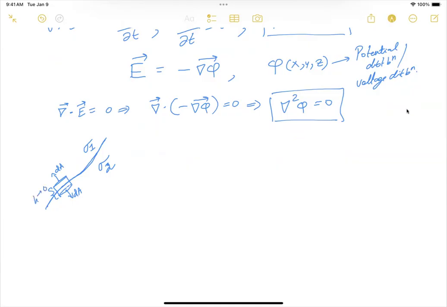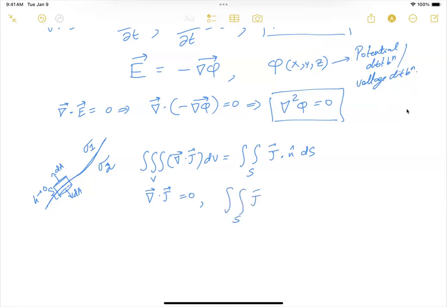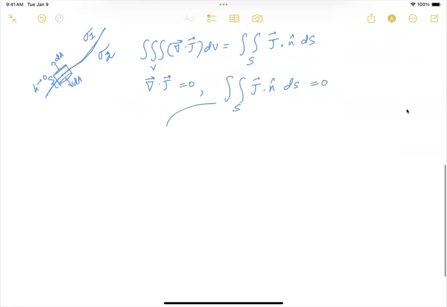to 0. Then we can write the divergence theorem, which is the integral over the volume of del dot J equals the integral over the surface of J dot n cap dS. Because we know that del dot J inside this material is always 0 because there's no charge buildup, this becomes the integral over the surface of J dot n cap dS is 0. And if we write this explicitly for the pillbox, imagine there are two current components. There's a current J1 in material 1, and there's a current J2 in material 2 across the interface.